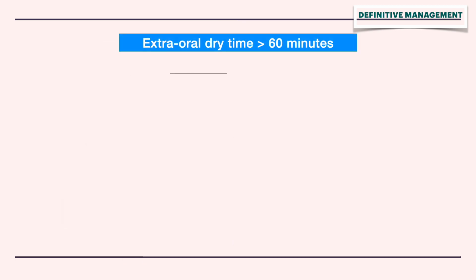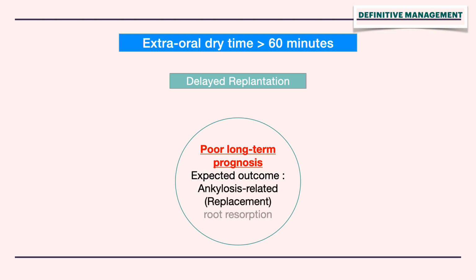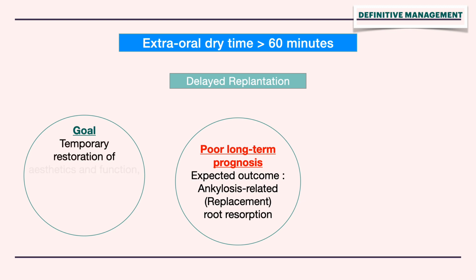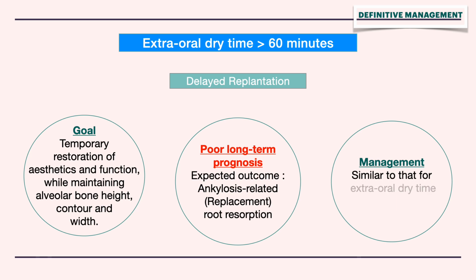Now, coming to delayed replantation after 60 minutes. It has a poor long-term prognosis since the PDL fibers become necrotic and are expected to degenerate. The expected outcome is ankylosis-related replacement root resorption. The goal in such cases is temporary restoration of aesthetics and function while maintaining alveolar bone height, contour and width so that future treatment options are open. The steps of management are similar to those discussed previously in case of extraoral time less than 60 minutes.